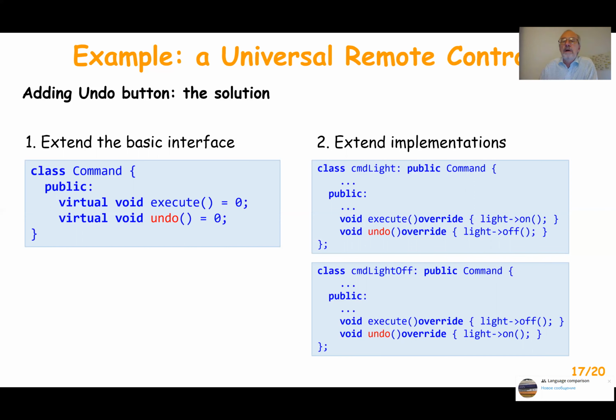The next step is to extend implementations of commands appropriately. Simply speaking, we need to declare our own implementations of the undo abstract function in all derived classes.